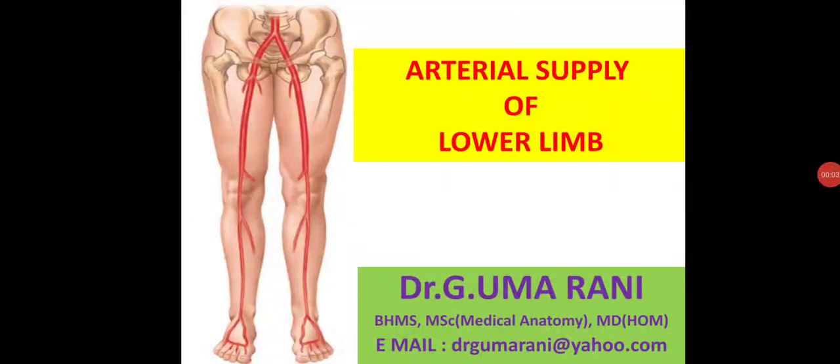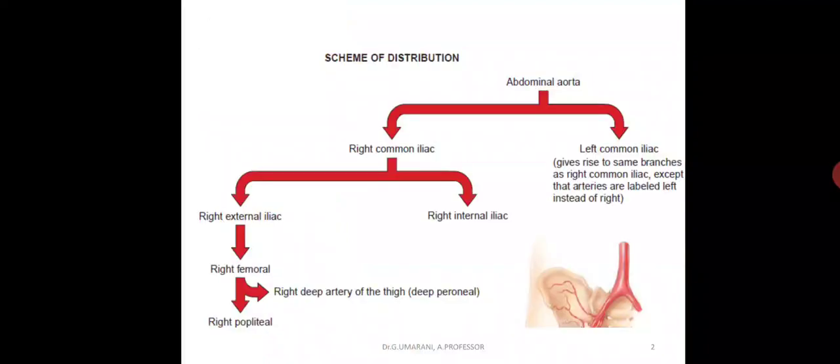Hello everyone. I would like to explain the arterial supply of the lower limb in this video. The major arteries of the lower limb and their description are explained with colorful diagrams. Before describing each artery of the lower limb, we'll see the schema of distribution of arteries in the lower limb.